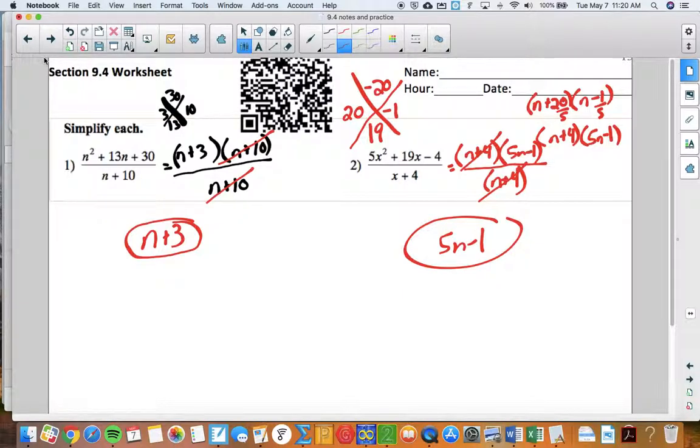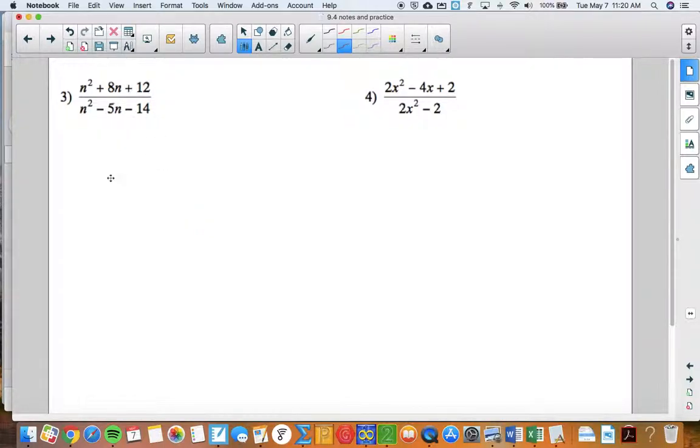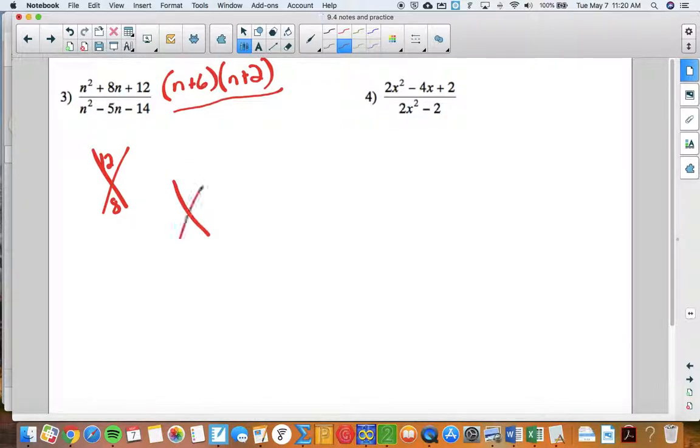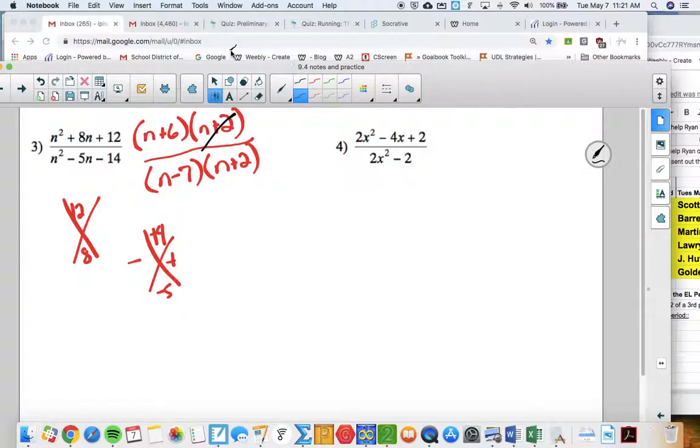Alrighty, rolling along. Number 3. These are the easy diamond problems, so numbers that multiply to 12 and add to 8. 6 and 2, right? So n plus 6 times n plus 2 divided by numbers that multiply to negative 14 and add to negative 5. So it's a negative 14, so that means one number needs to be positive, one number needs to be negative. Let's do negative 7 and positive 2. And we have a common factor here with our n plus 2's. So let's cancel that out. So here is our final answer. And yes, you should rewrite it. N plus 6 divided by n minus 7, final answer.